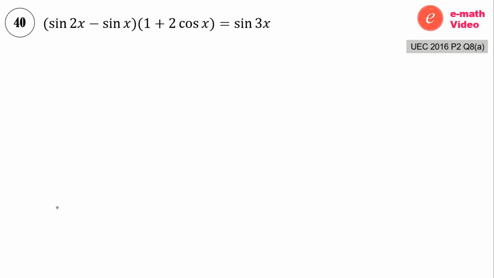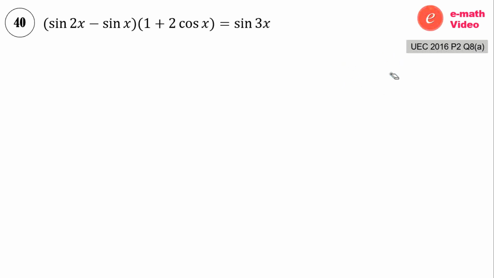Number 40. Okay, UEC question. The left hand side is very complicated. On the right hand side, we have a triple angle. We know that it's impossible to straight away get a triple angle, right? So for this question, maybe we will do from the left hand side first until we reach a certain step, and we do from the right hand side until we reach the same thing. Hopefully we can do that, huh?